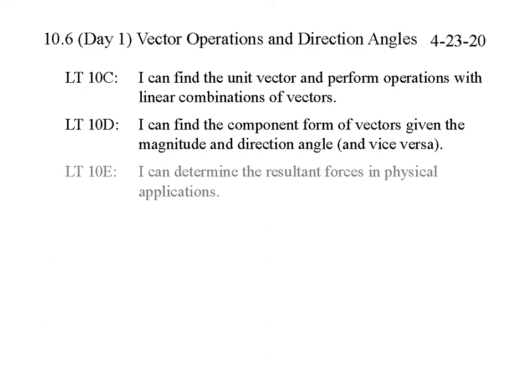We're going to be looking more at vectors, and we're going to be looking at vector operations and direction angles. So today we're going to talk about unit vectors and perform operations with something called the linear combination form of a vector. And then we're going to find the component form of vectors given a magnitude and direction angle.